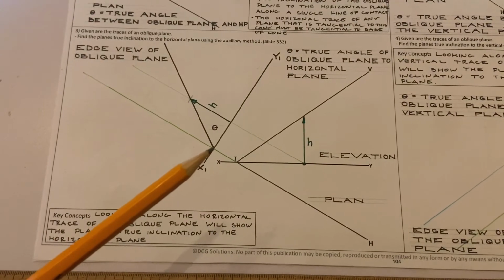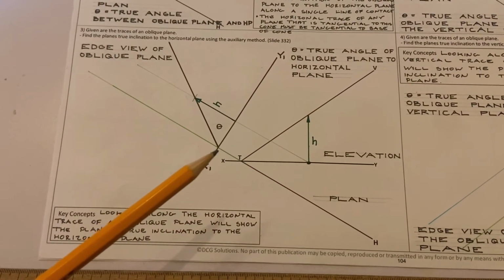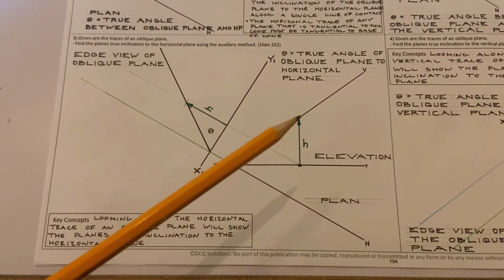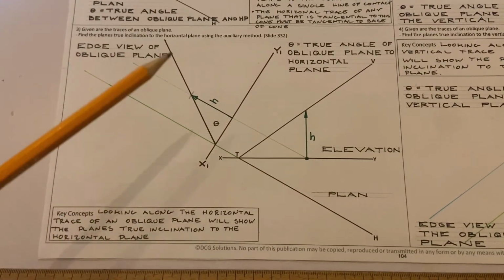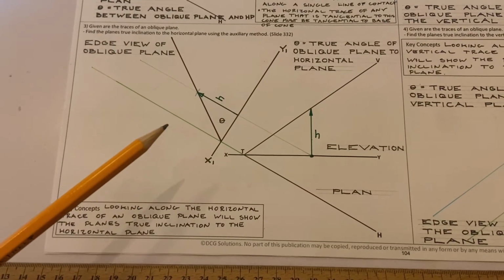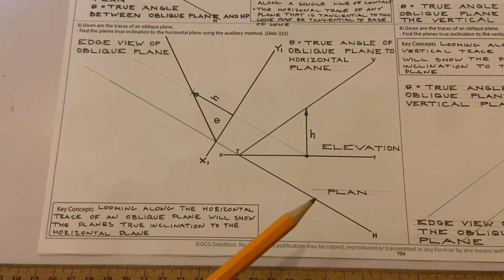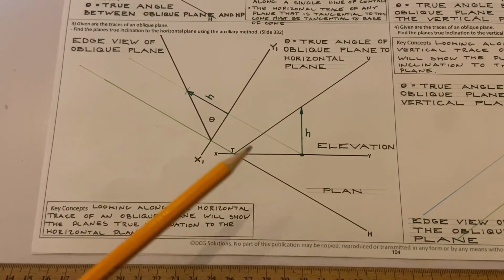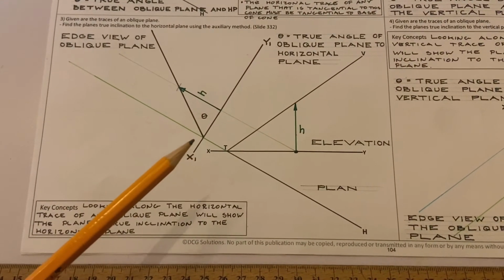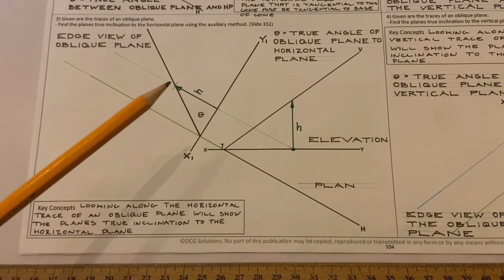The oblique plane is going to disappear into the horizontal plane along the horizontal trace. So that's a point view of the horizontal trace there. Then we take our height from the elevation and we mark it up there, and that gives us the edge view of the oblique plane. And the angle in here then is the true angle between the oblique plane and the horizontal plane. So remember, in an auxiliary elevation, the XY line is an edge view of the horizontal plane. There's the edge view of the oblique plane, and then that gives us the true angle between them.